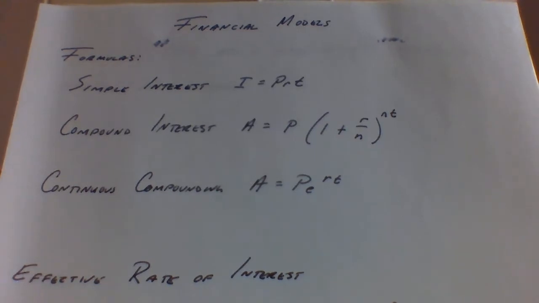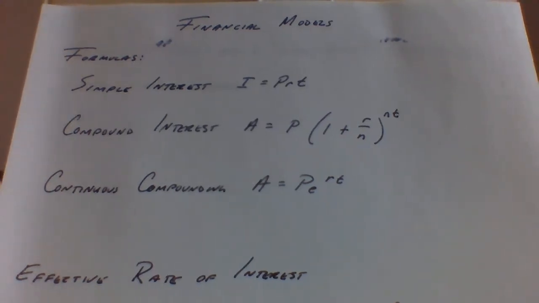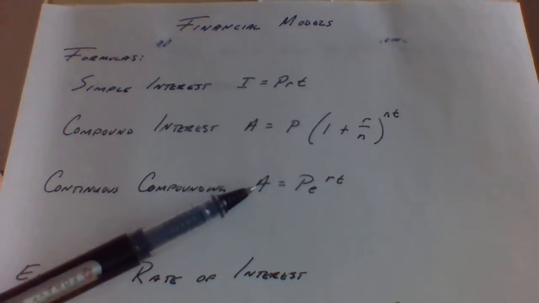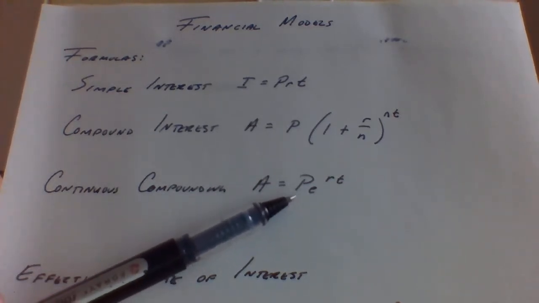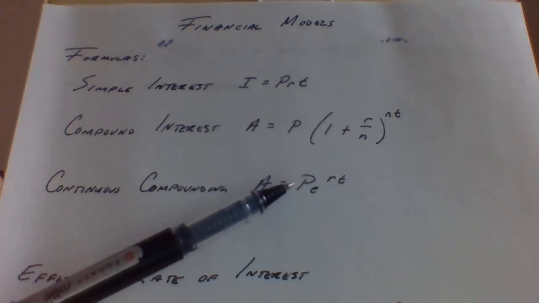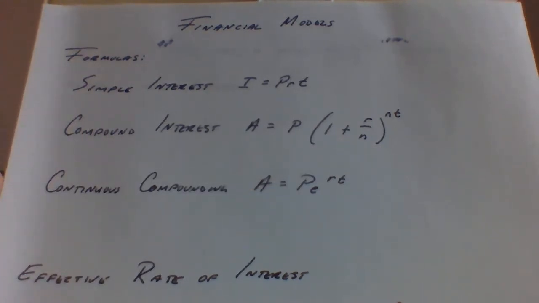And then our last formula up here is if we're taking a look at continuous compounding. This formula is known as PERT. So A equals P times E, and the exponent on that E is the power R times T. Now let's go ahead and take a look at what each of those letters stands for.